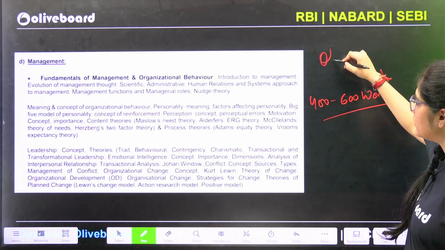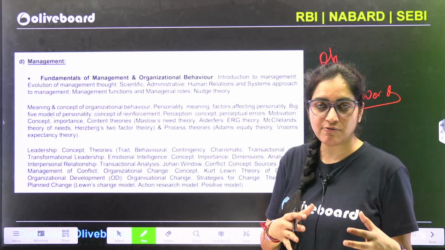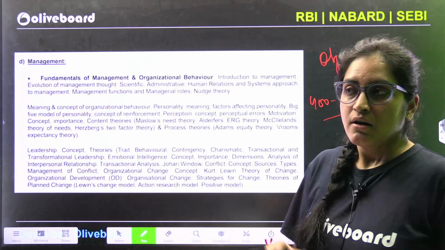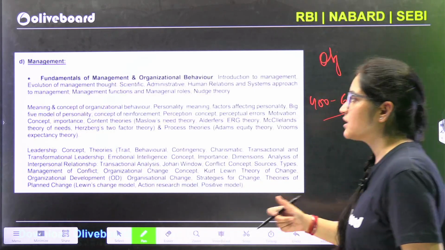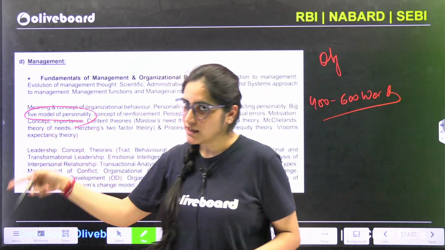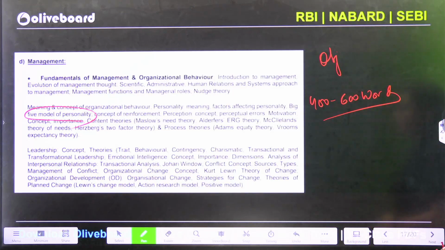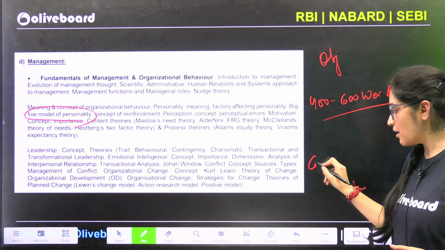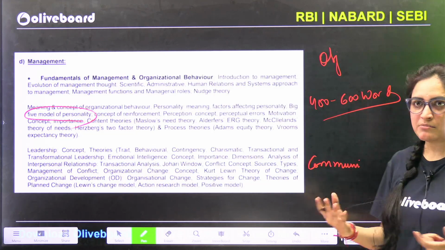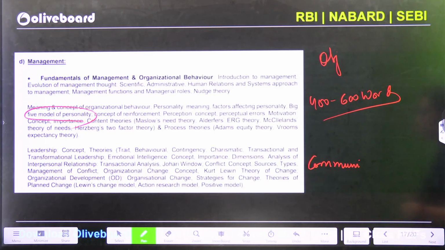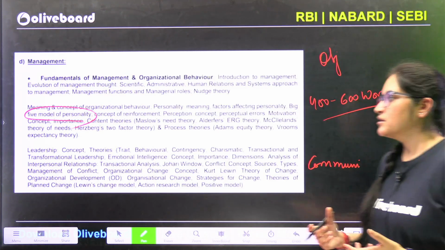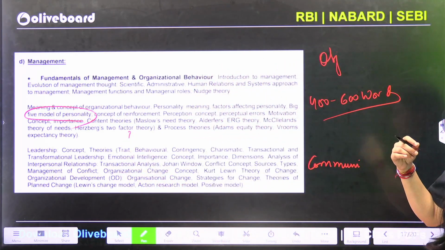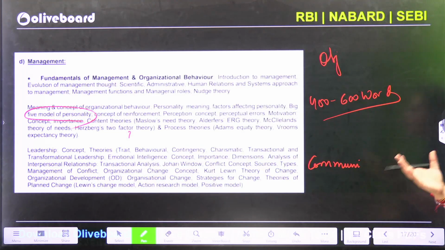Yes, the objective portion will require a lot of practice, because in your objective portion when it comes to management, it is applied management that is being asked. But in your descriptive portion, they are straight away asking to write about the 5 model of personality, the question that came in the last year. They are straight away asking you to write about communication. So, a 15-marker question was there, which was asking you to write about communication. And likewise, questions have been asked previously on Herzberg's 2-factor theory, Vroom's expectancy theory. Certainly, these questions have been there.